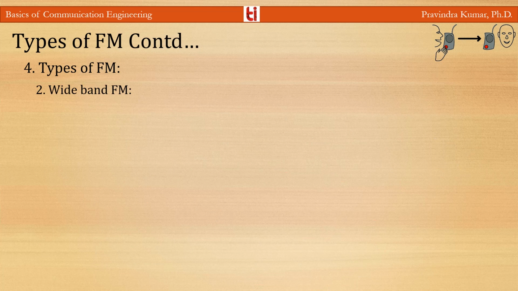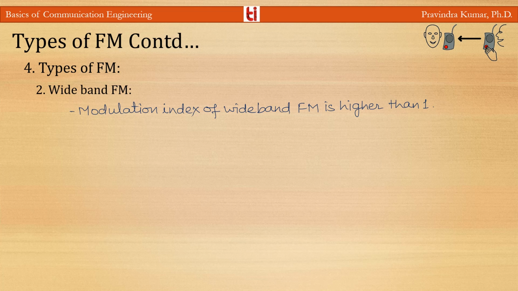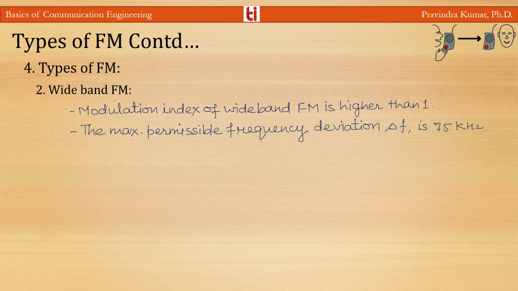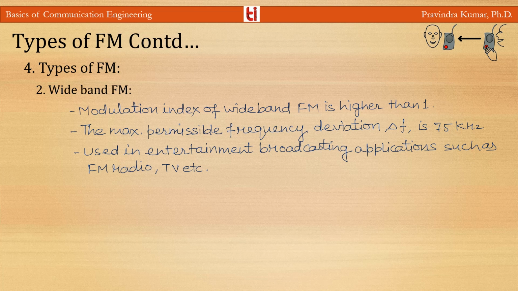Now we will discuss broadband FM or wideband FM. The wideband FM wave has infinite bandwidth and hence is known as wideband. The modulation index of wideband FM is higher than 1. So if the modulation index you calculate for an angle modulated or FM wave is greater than 1, then we can say that this is wideband FM, and the maximum permissible frequency deviation, Δf = kf m, is 75 kilohertz, and it is used in entertainment broadcasting applications such as FM radio.